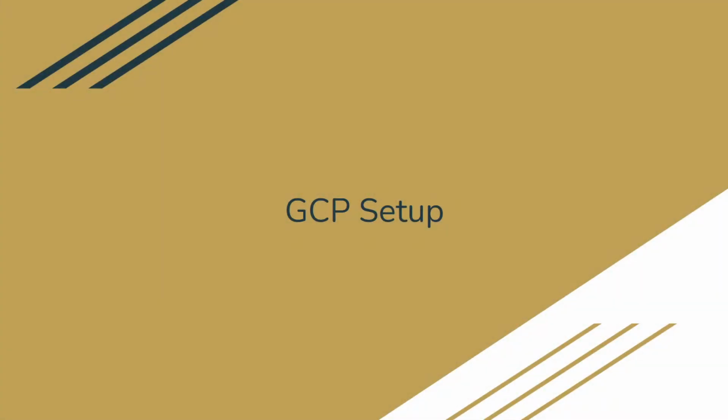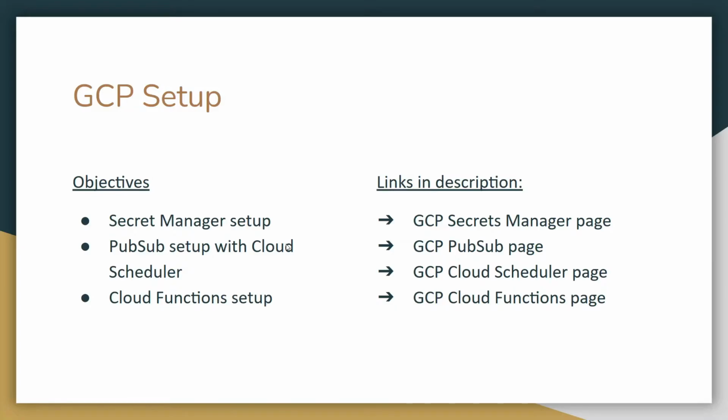Next, we need to look at the setup of Google Cloud Platform to host our Twitter bot and Twitter credentials. We're going to be going through setting up Secrets Manager to host and secure our Twitter credentials we got earlier. We'll be setting up a pub sub channel with Cloud Scheduler influencing that pub sub channel on a timed method. And lastly, we'll be setting up Google Cloud Functions to host the logic of our Twitter bot. Links to all of these Google Cloud products are in the description.